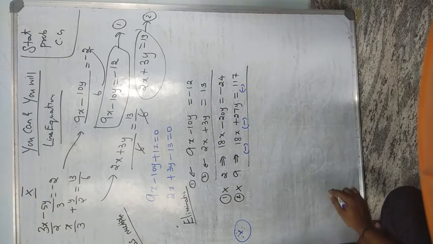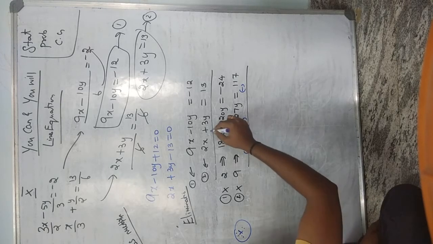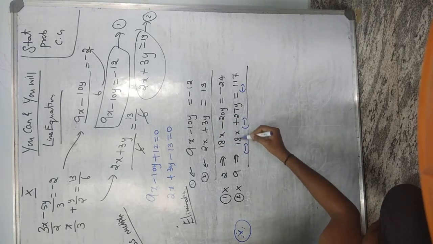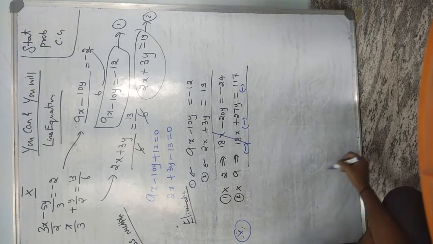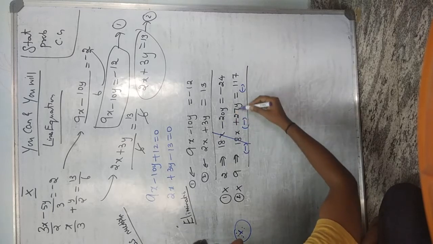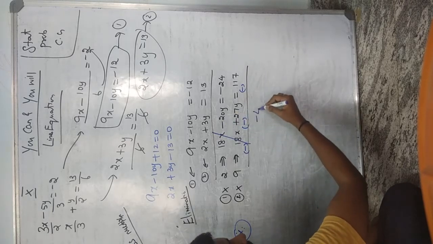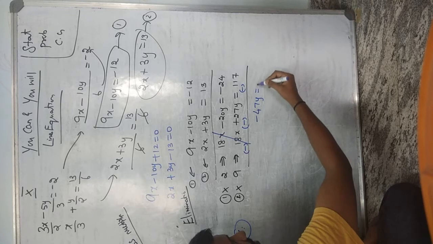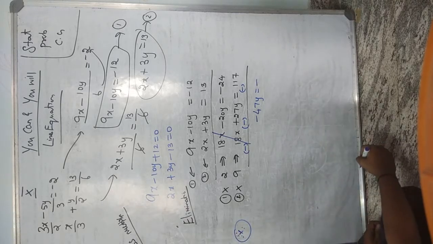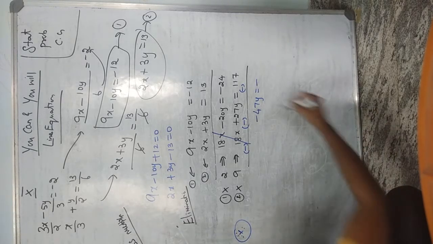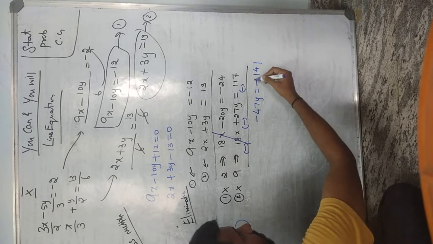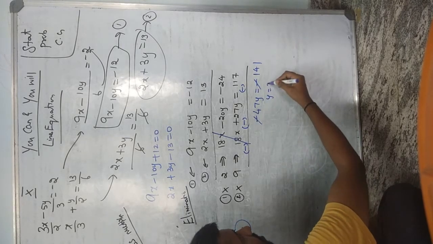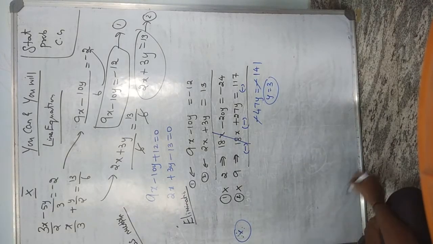I'm going to change the first equation. Now if you add, 18x minus 18x cancels. Minus 20y minus 27y, you get minus 47y. Here, minus 24 minus 117 gives minus 141. Both sides minus minus cancel. Y equal to 3.